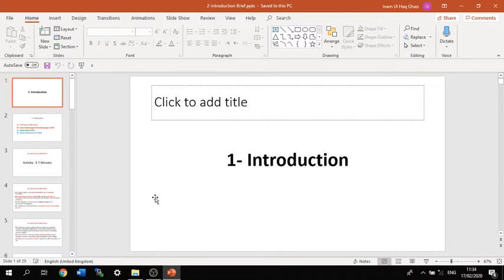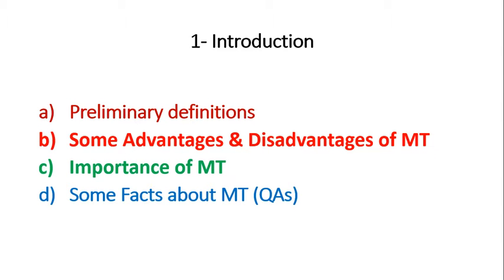As you know, this is going to be our first formal lecture, and the major topic of this lecture is introduction. But in this introduction, we are going to discuss four things. Number one is preliminary definitions. Number two, or B, is some advantages and disadvantages of machine translation. C is importance of machine translation, and D, some facts about machine translation. And we shall be discussing these facts in the shape of question answers.